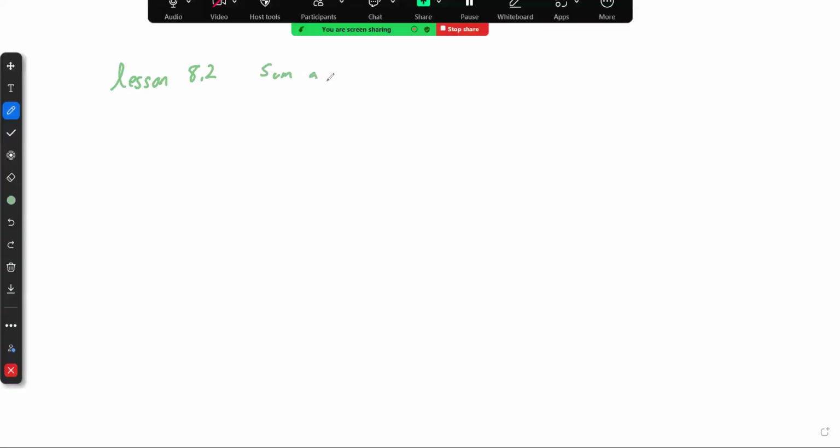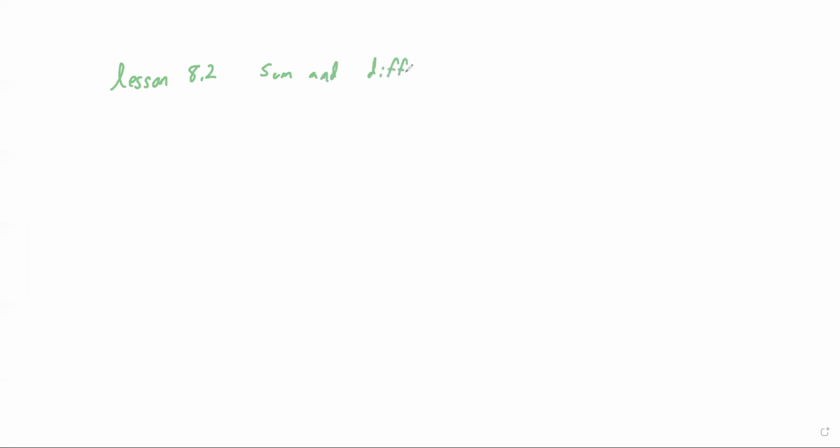Alrighty, in today's lesson, we're going to be looking at 8.2, which is sum and difference identities. Just like in 8.1, we're going to look at some new identities that are going to help us simplify answers and solve some trig functions. For starters, we'll start with the sine identities.